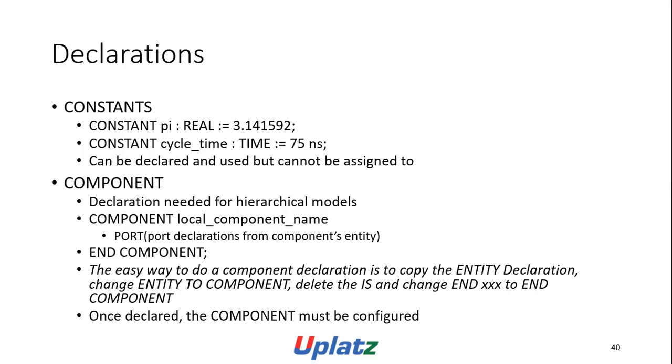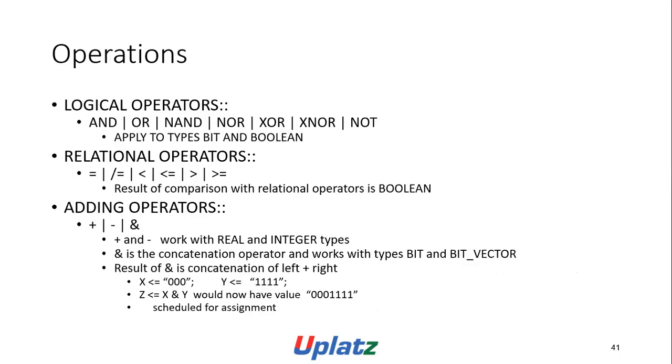Component: declaration needed for a hierarchical model. Component local component name, port declaration from the component entity. The easy way to do a component declaration is to copy the entity declaration and change entity to component. Delete the is and change any end entity accesses to end component. Once declared, the component must be configured.